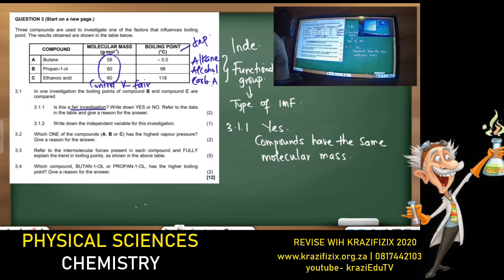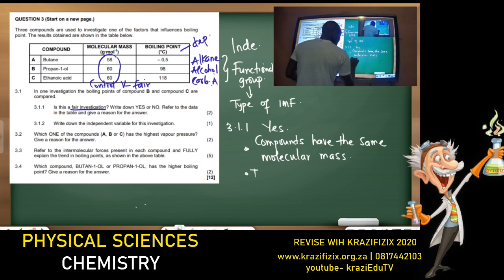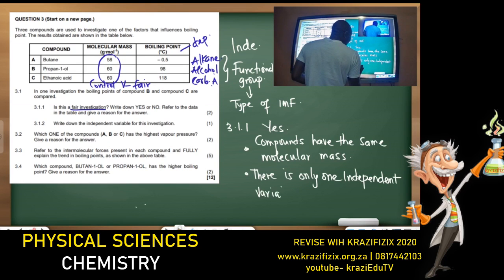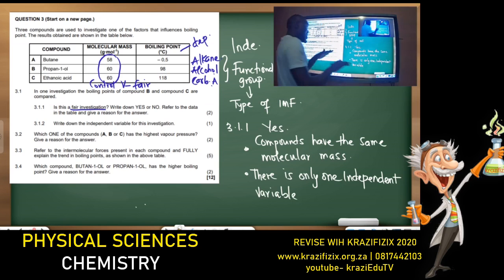Compounds have the same molecular mass. Another reason you could write is there is only one independent variable. So it makes it fair, because we are only comparing one difference between them.